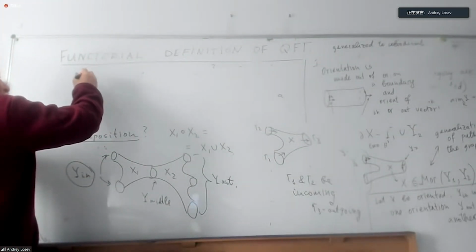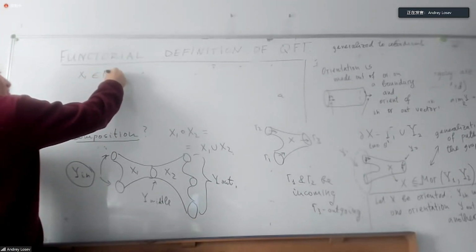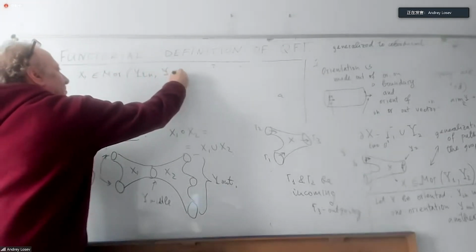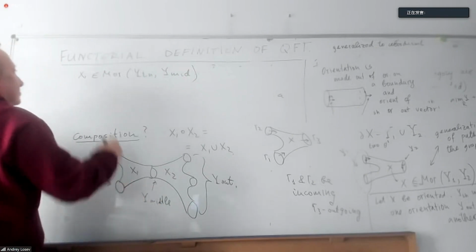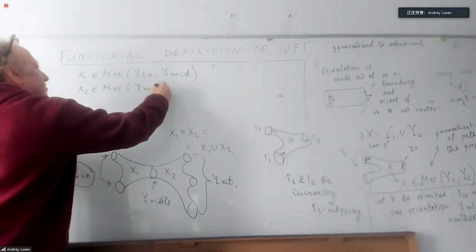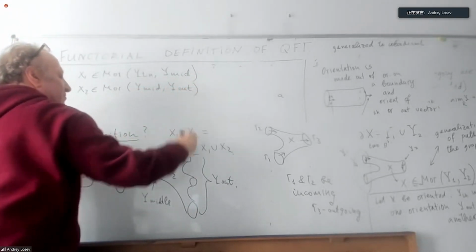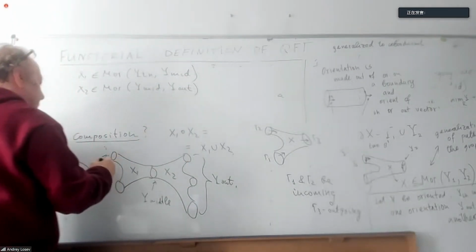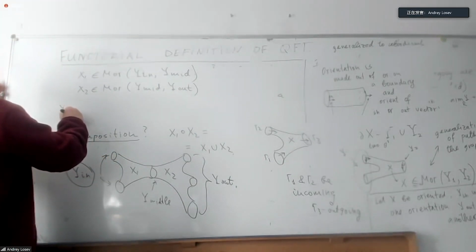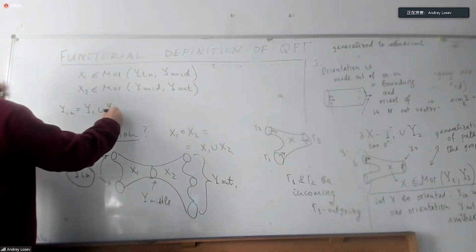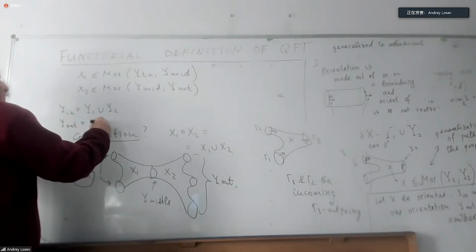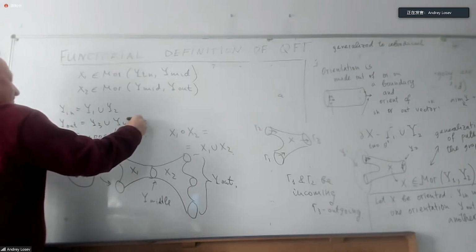So X1 belongs to the morphisms of Y in, Y middle. X2 belongs to morphisms of Y middle, Y out. So in this example, Y in is Y1 and Y2, Y out is Y3, Y4, Y5.